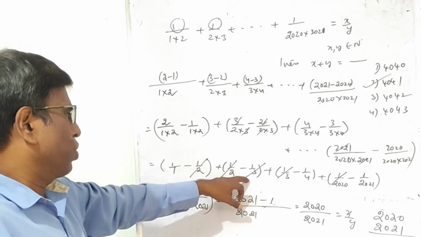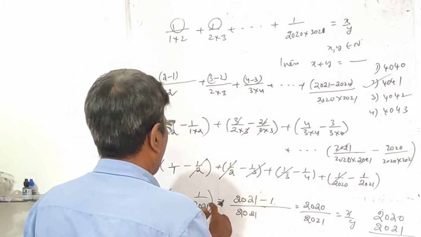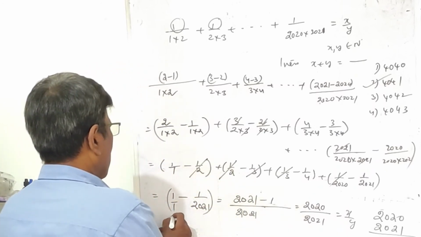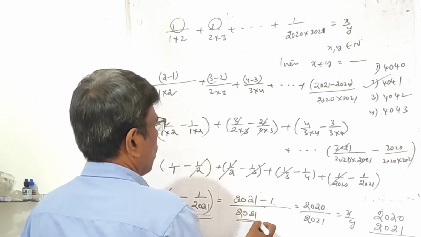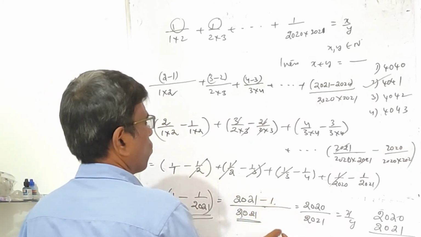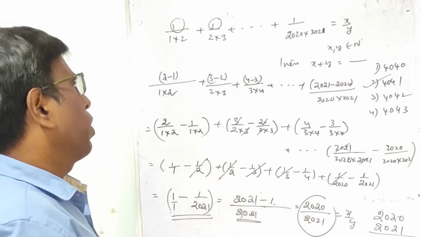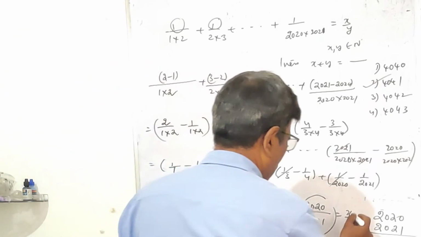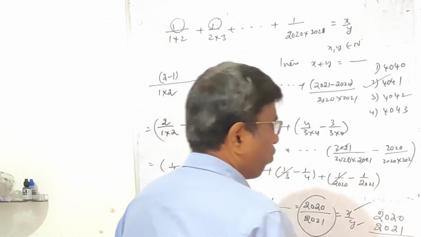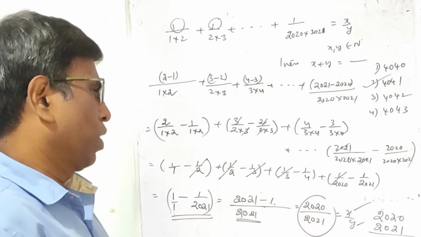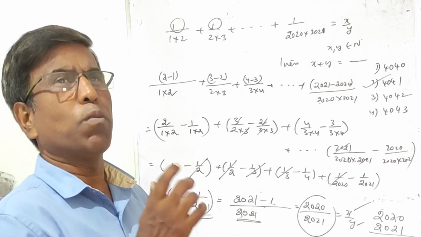This term cancelling, this term cancelling. Only this one and this one remain, 1 by 2021. Understood? So this one minus this one, take the LCM. What is the LCM? 2021. So this is 2021 minus 1 by 2021, that is 2020 by 2021. So that is x by y. Because x and y are natural numbers, x plus y is nothing but 4041.